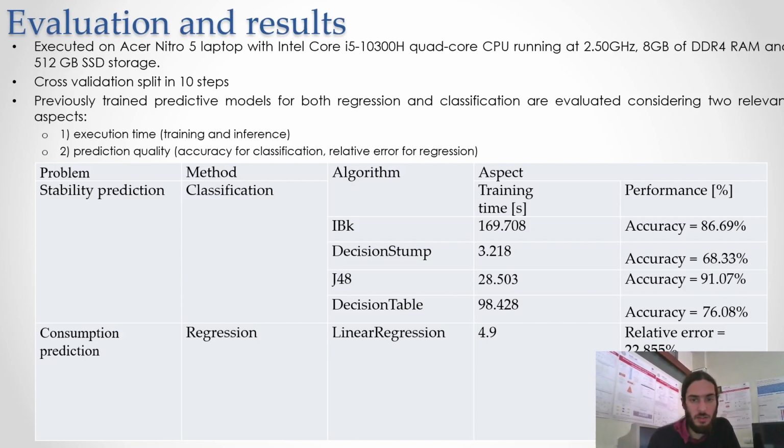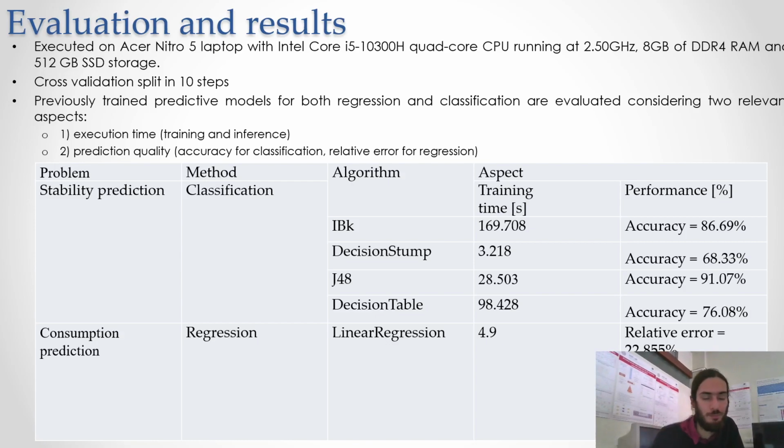When it comes to evaluation, there are different algorithms compared for classification. We can see that the best results were achieved when it comes to prediction quality in case of J48 algorithm, and it gives quite low training time, like 28 seconds, while the other algorithms show either worse performance or much longer training time. When it comes to regression method, we use linear regression. It had like around 5 seconds of training time and root relative squared error as given here. So as you can see, the models were evaluated considering two aspects, both the training time, the processing time for adjusting the model, and on the other side, the quality of predictions themselves.